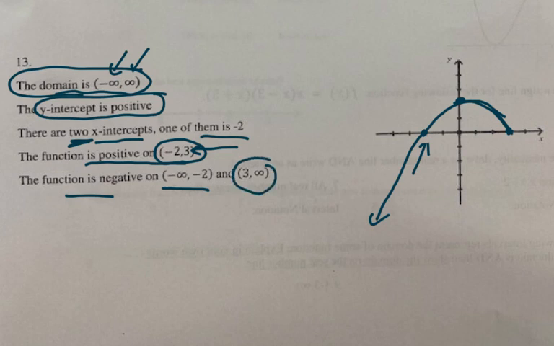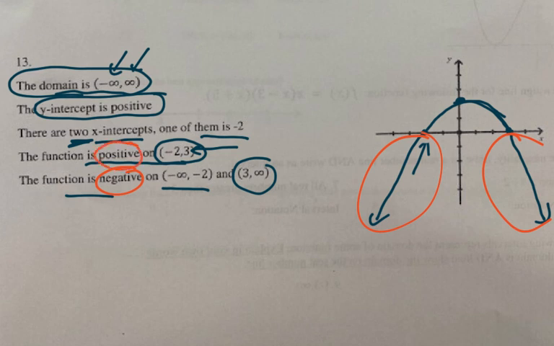And then it says it's negative from 3 to infinity. That means it's going to go below. So remember, negative means it has to be below the axis. Positive means it has to be above the axis. Okay. So that's probably the graph.